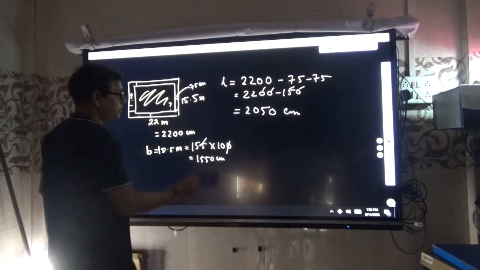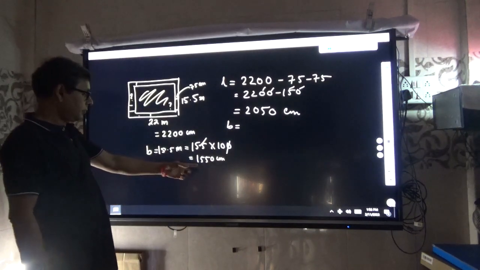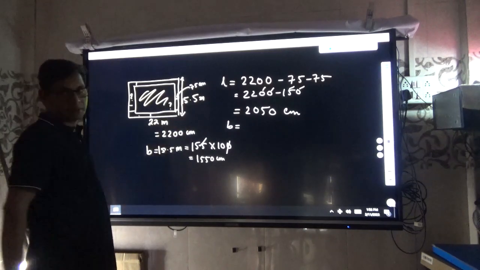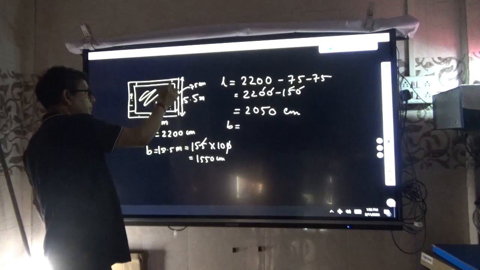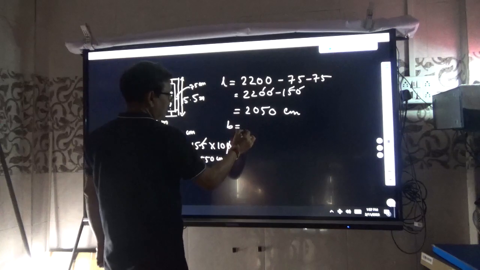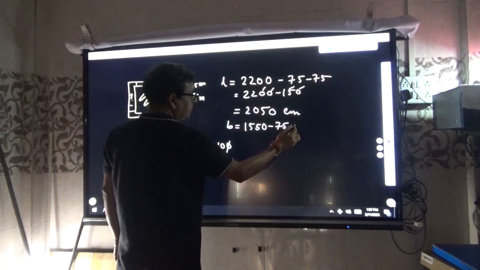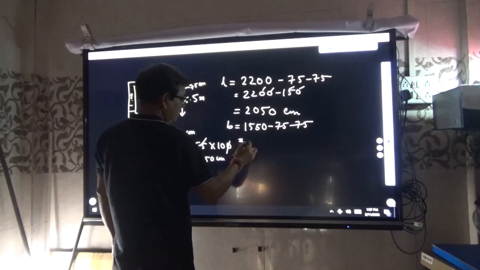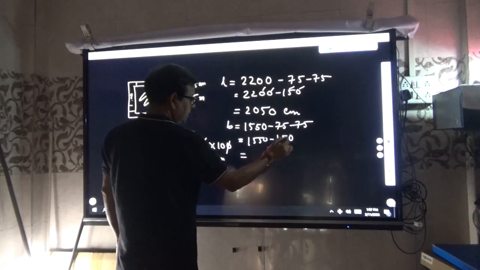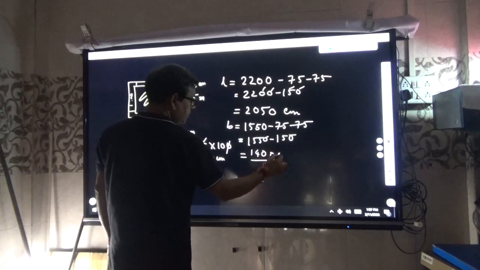But what is the breadth of this carpet? This 1550 is the entire breadth, from this end to this end. So you have to subtract 75 centimeter from this side and 75 centimeter from this side. So the breadth of this carpet is 1550 minus 75 minus 75, so it is 1550 minus 150, which is 1400 centimeter.